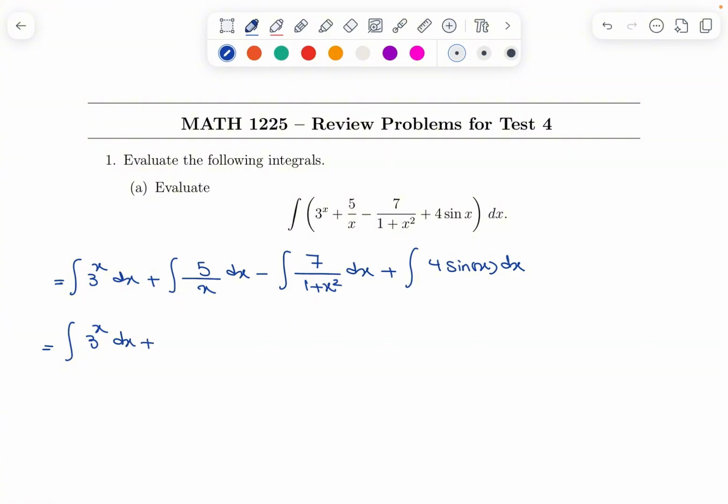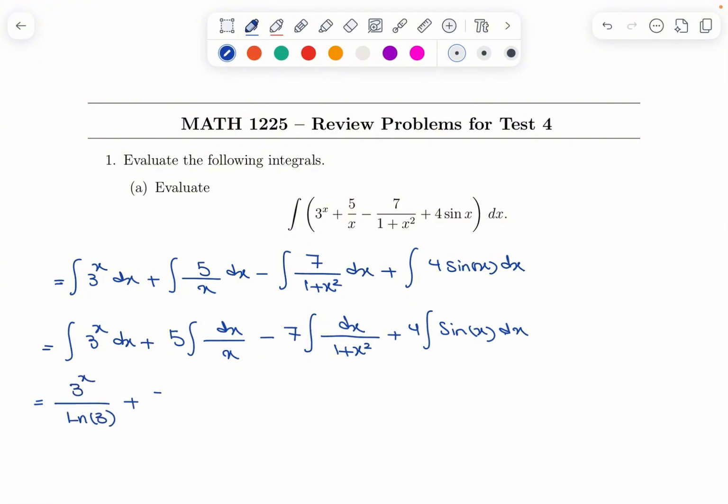Because 5 is a coefficient, you can consider the second, third, and fourth integrals as 5 times the integral of dx divided by x minus 7 times the integral of dx divided by 1 plus x squared plus 4 times the integral of sine of x dx. So now the antiderivative of 3^x, by using the formula that you learned, would be 3^x divided by ln of 3 plus 5.